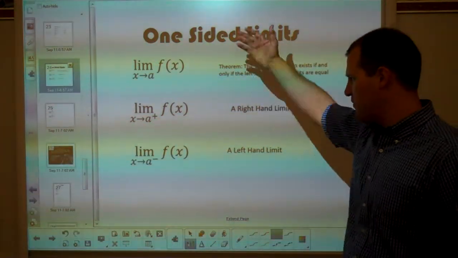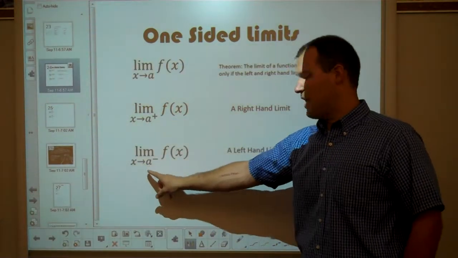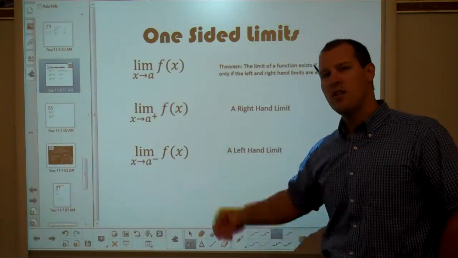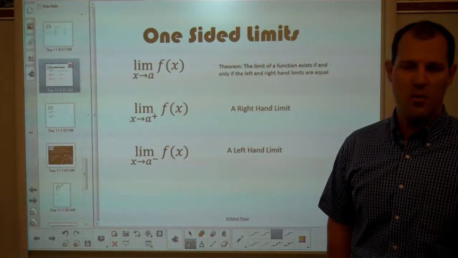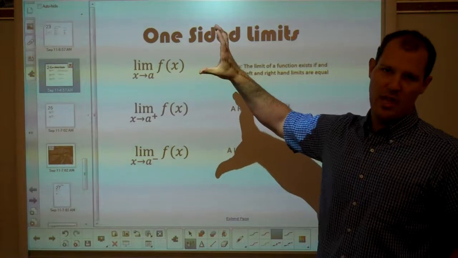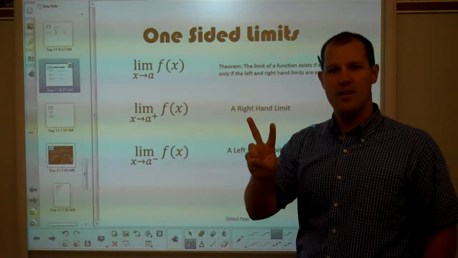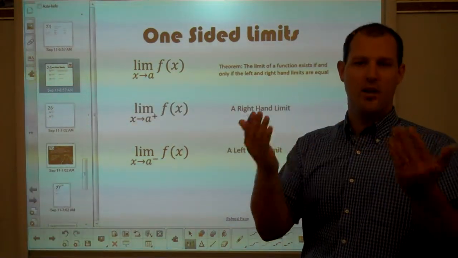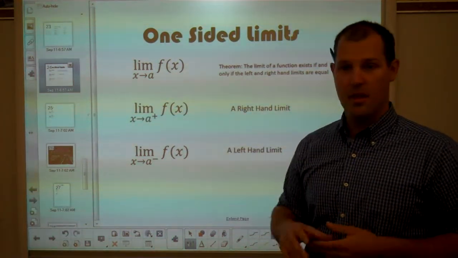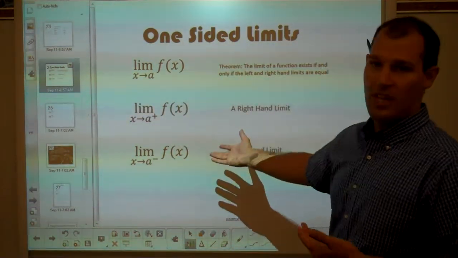The notation is brand new, and notice we have limit as x approaches a with a little plus, x approaches a with a little minus. We've actually already done this. If you think back to lesson 1, when we were looking at the tables, we would look at just the numbers that were to the left of x, just the numbers that were to the right of x. We would look for those two different patterns, and based on those two patterns matching or coming together, then we'd say that the limit exists, or if they don't come together, then they don't exist. Well, that's exactly what this is.